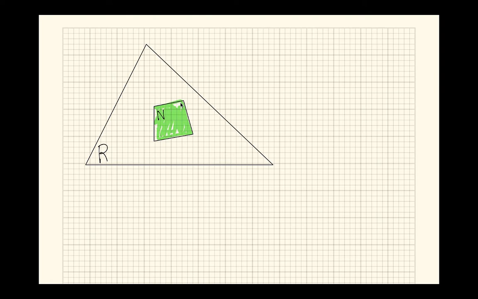Or think about it this way. We choose a point randomly inside of R, inside this triangle. What's the probability that it lands inside of this quadrilateral N? That's what we're going to be talking about today.